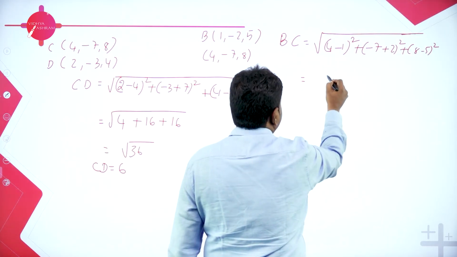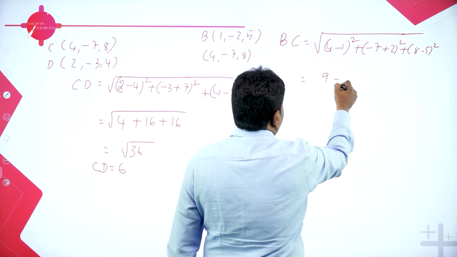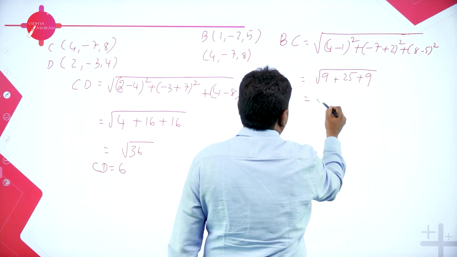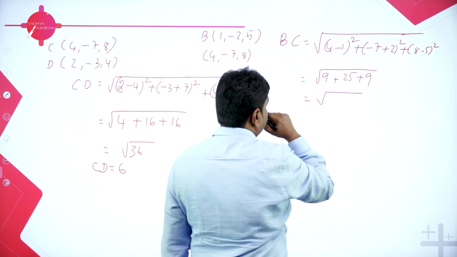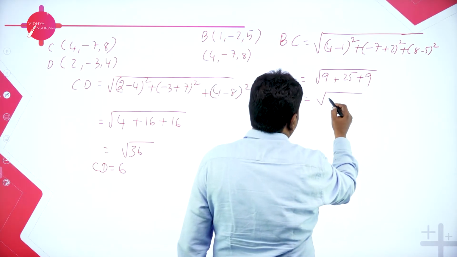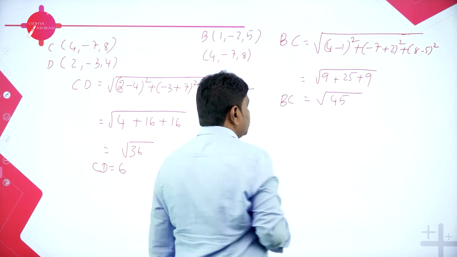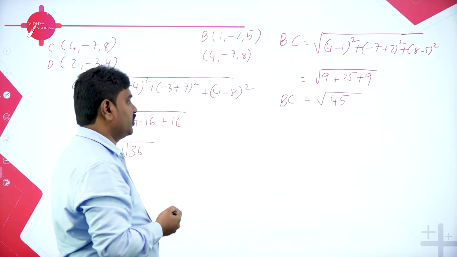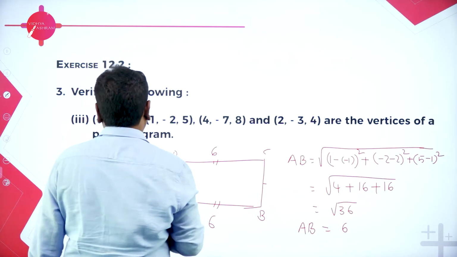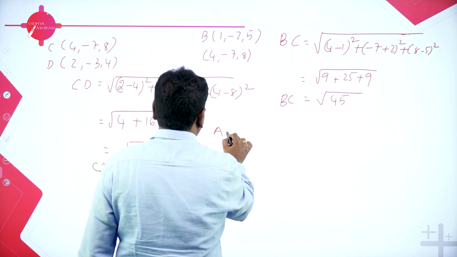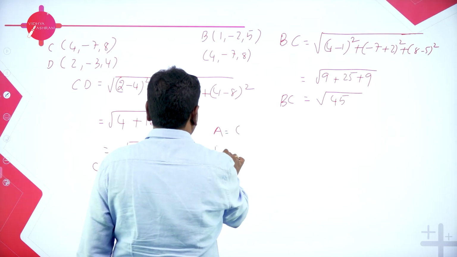Simplify this. That will be 3 square 9, and that will be 5 square 25, 3 square 9. Simplify this, it will be root of 25 plus 9 plus 9, that is 43, root 45. Root 45 further if you can simplify, 9 times 5, so 3 root 5 you can write. So now we have to check whether the opposite sides are equal. So BC we got, and AD.